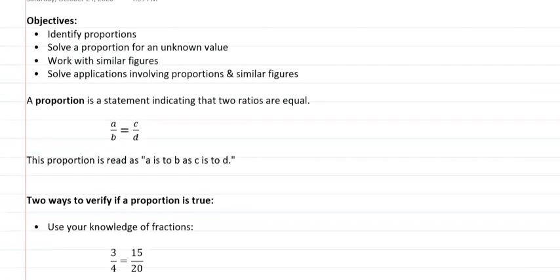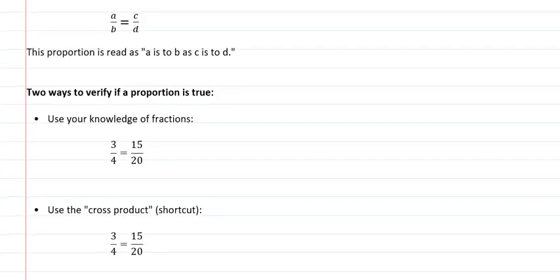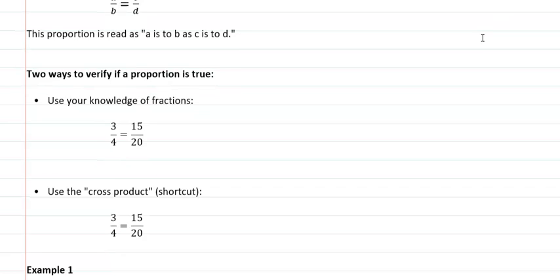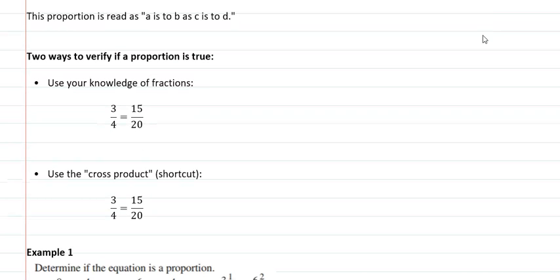There are two ways to verify if a proportion is true. One is just to use your knowledge of fractions. It's not always as simple. The other one is something that I try not to use very often because people often confuse it and use it in situations that it doesn't apply, but that is to use the cross product. This is a shortcut. I don't recommend it in all situations, but in some of these it actually does work better.